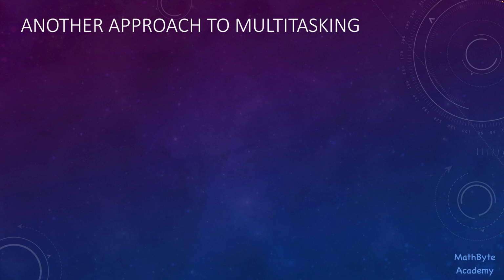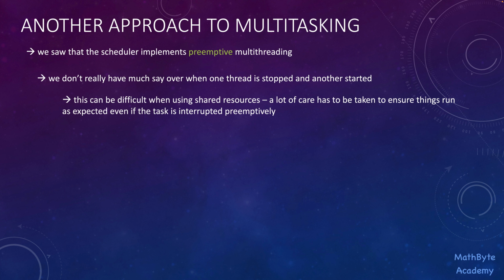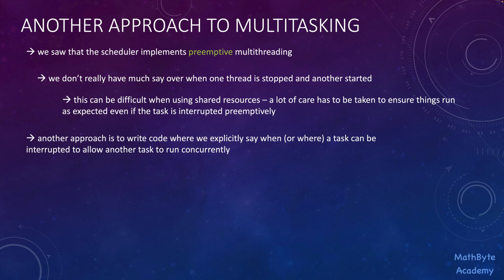So let's look at another approach to multitasking. We saw that the scheduler implements preemptive multithreading. So we don't really have much say over when one thread is stopped and another started. And this can be difficult when using shared resources. And you have to take a lot of care to ensure that things run as expected, even if the task is being interrupted preemptively. That's a problem, right? Now, another approach is to write code where we explicitly say when, or really where, a task can be interrupted to allow another task to run concurrently.